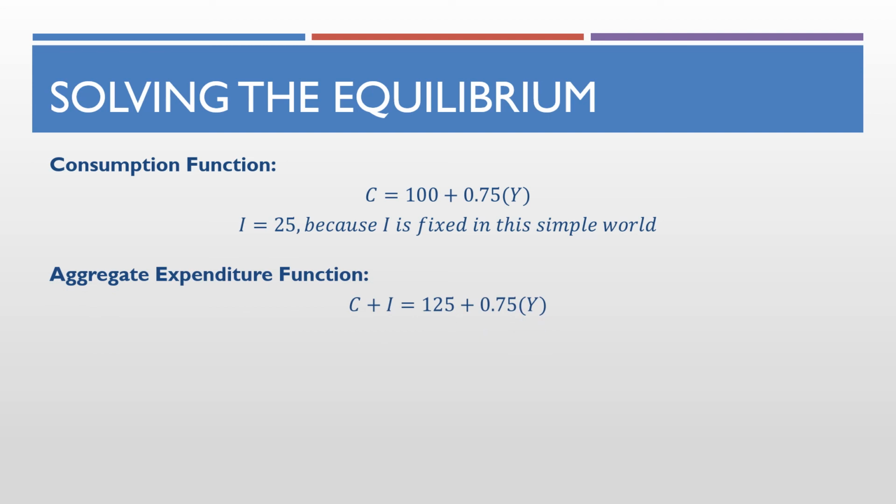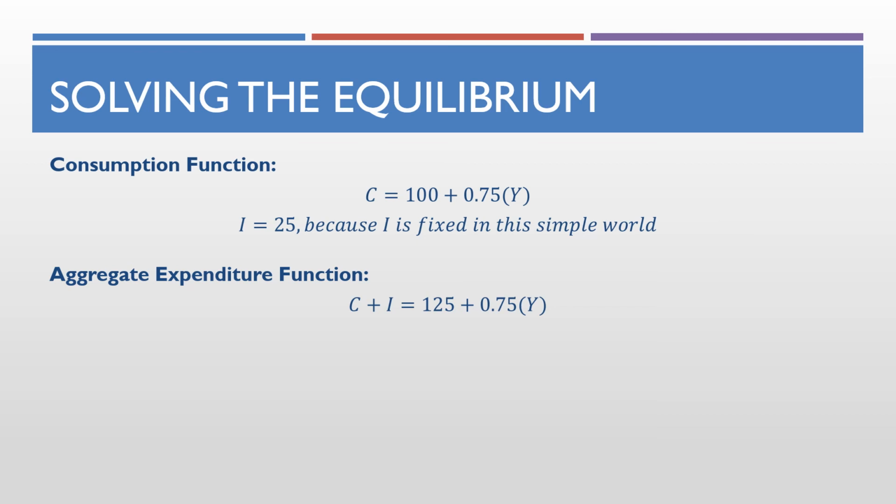Now we are combining the two here to form the planned aggregate expenditure function. Again, the planned aggregate expenditure is equal to C plus I. So we are combining the previous two pieces of information, the consumption and the investment spending. We have consumption, which is $100 plus 0.75y, plus $25 from investment. So we end up with C plus I equal to 125 plus 0.75 times y.